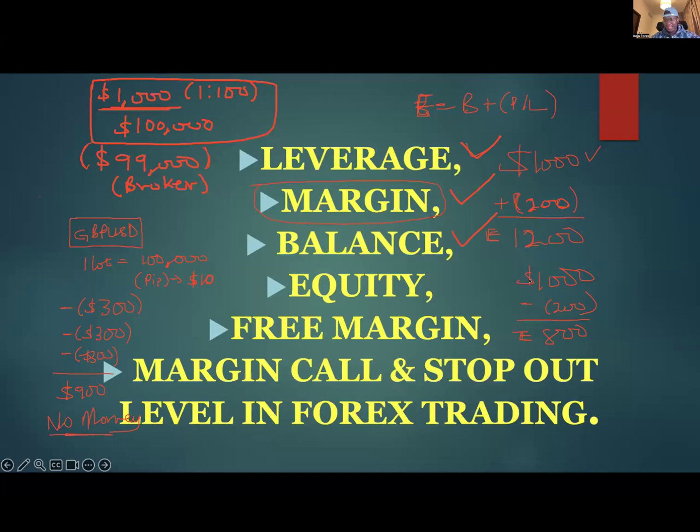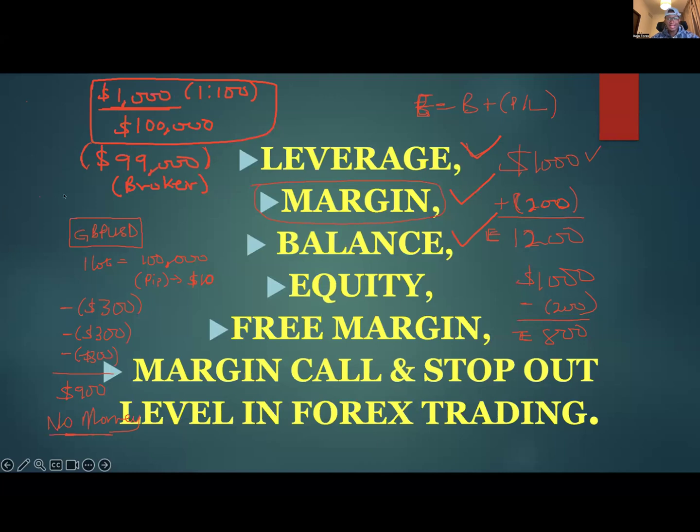And I'll give another example: if your balance is 1,000 and then you have a negative $200 running, which means that you're in a loss, then instead of seeing balance 1,000, equity 1,000, no, you're going to see balance 1,000, equity 800, right? Equity simply means your balance plus or minus your loss or profit. Good. It's as simple as that, right?